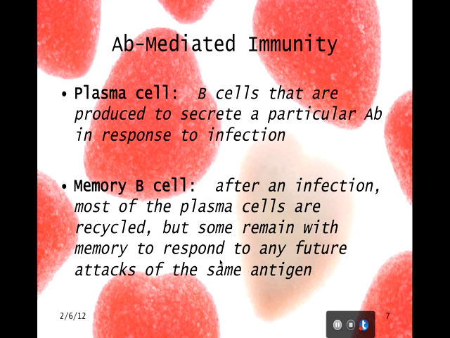Most of the plasma cells are recycled, but the body will retain some memory B cells, which have memory of producing the antibody to that particular invader and will be able to respond more quickly and aggressively to any future attacks by the same invader.